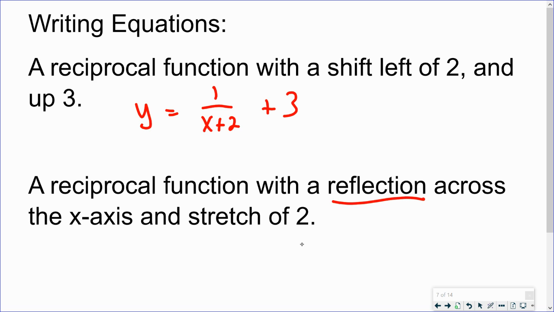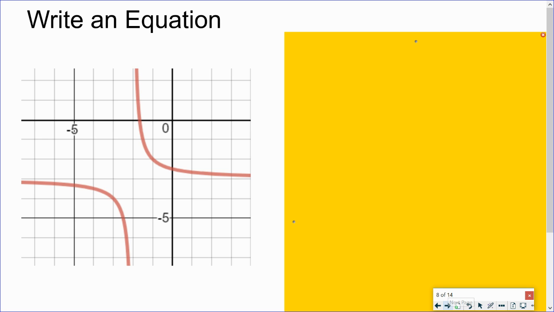Now I want this to be reflected and stretched by 2. There we go, just exactly the same as what I did before. It's not much different at all from this. This makes this assignment go pretty quickly.